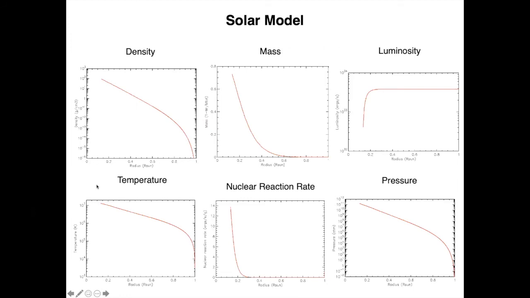This is a typical solar model. As you see here, you have the density, the mass, the luminosity, the temperature, the nuclear reaction rate, and the pressure as a function of the radius. 1 would be the surface, and then 0 would be the core.